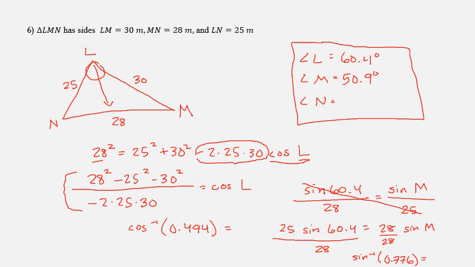so 50.9 degrees. Now the last angle is the easiest, because we just have to subtract these from 180 to find the final piece, right? So I can type in 180 minus 60.4 minus 50.9, and I get 68.7.